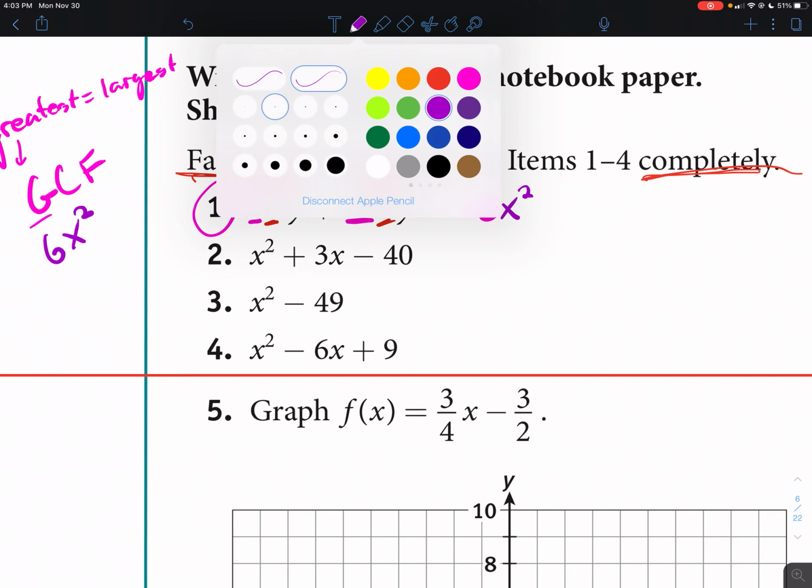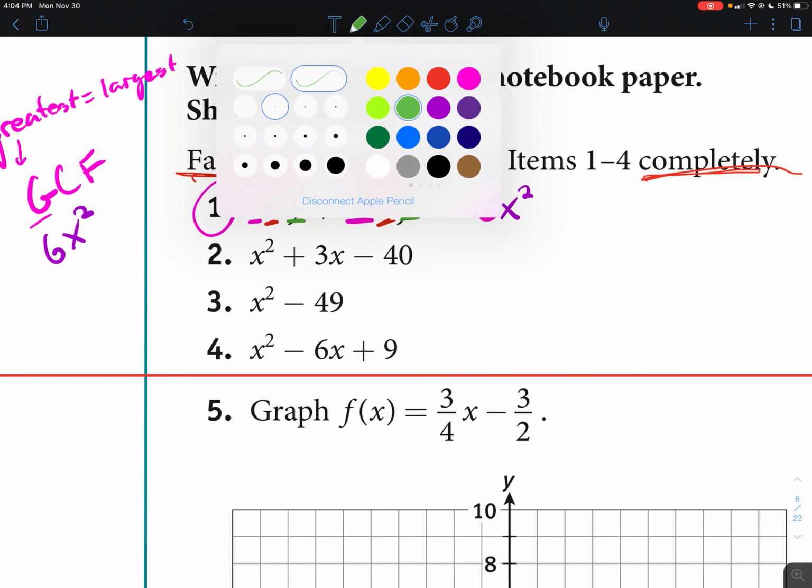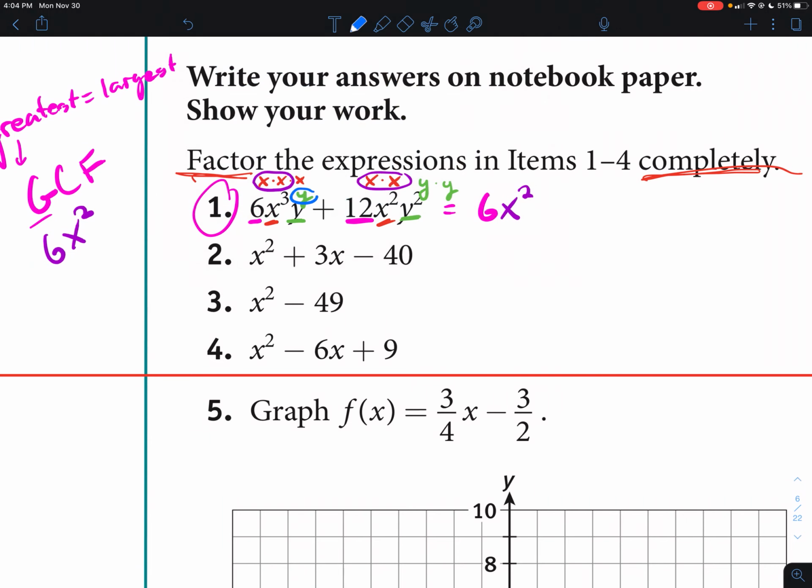Then we move on to the y's. We have y here and y squared here. Well, that's just one y, and y squared is y times y. So what's the most that they have in common? Well, this one only has 1, and that means they only have 1 in common.